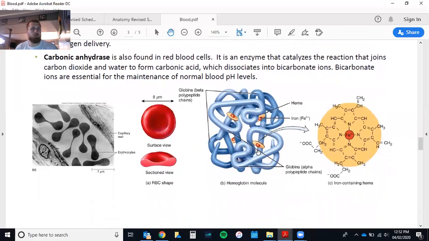And then there's a 4th protein I want to talk about found in our red blood cells called carbonic anhydrase. It catalyzes, or speeds up, a reaction joining carbon dioxide and water together, forming what's called carbonic acid. Carbonic acid then dissociates into bicarbonate ions, which are essential for maintaining normal blood pH levels.